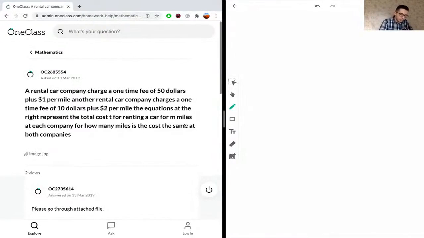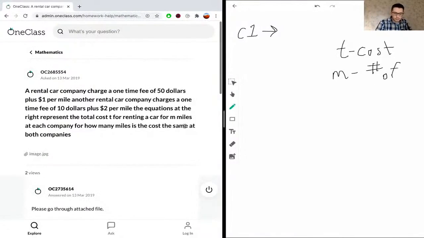So we'll say company one. The equation is in terms of M for the number of miles, and then T for the total cost. So T over here, we'll say is cost, and then M is the number of miles.